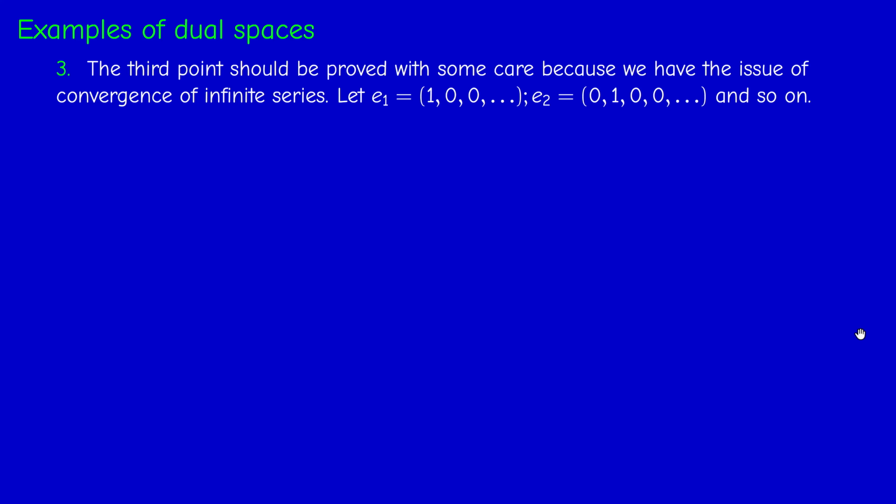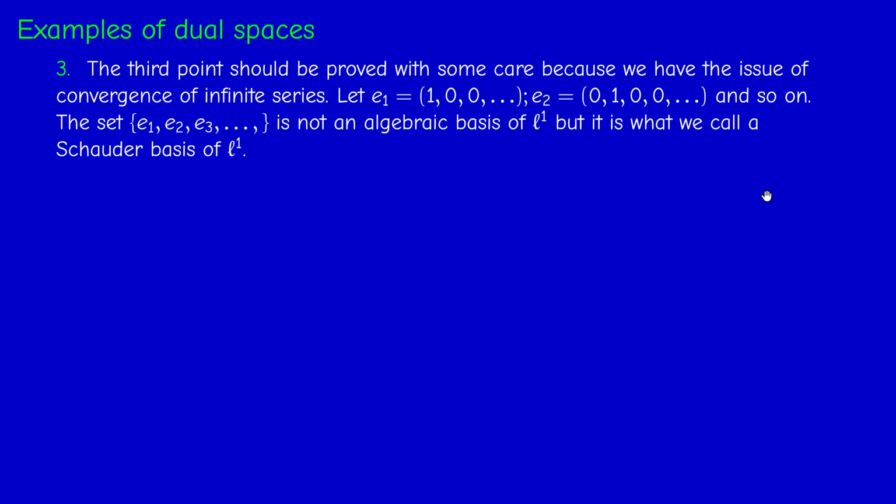Now consider the following elements in L1 as well as in L infinity. This is the analog of the canonical basis, if you like, of Rn. So E1 is just the sequence whose first term is 1, the remaining 0; E2, second term 1, remaining 0, and so on. You have to pay attention that this is not an algebraic basis of L1, but it is what we call a Schauder basis of L1, in a sense that I will describe now.